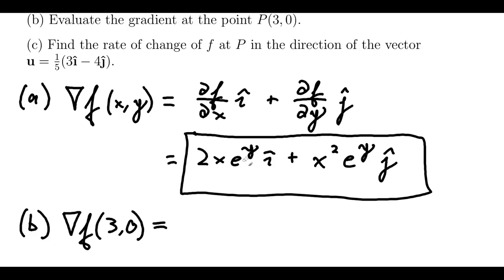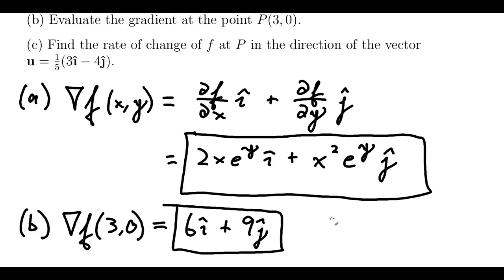Plugging in 3 for x and 0 for y, e to the 0 is 1, so we have 3 times 2 gives us 6i. And again, e to the 0 is 1, we have 3 squared is 9, so we have 9j. And there is the gradient at the point P.